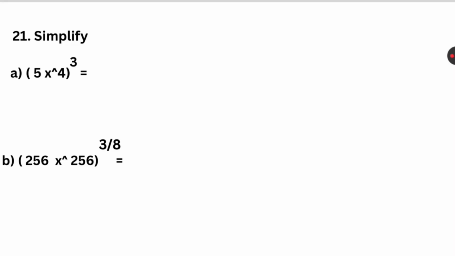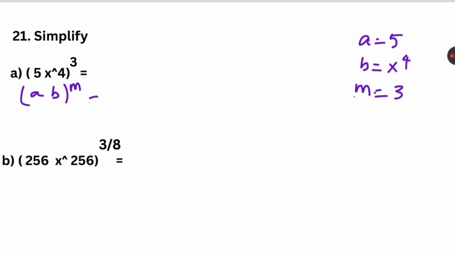Simplify (5 times x raised to the power of 4) whole raised to the power of 3. Now observe here, it is in the form of (ab) whole raised to the power of m. Here a is nothing but 5, b is nothing but x raised to the power of 4, and m is nothing but 3. What is the formula? (ab) raised to the power of m equals a raised to the power of m times b raised to the power of m. So here we can write this as 5 raised to the power of 3 times (x raised to the power of 4) whole raised to the power of 3.